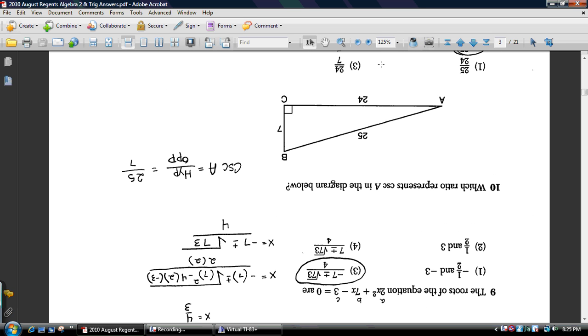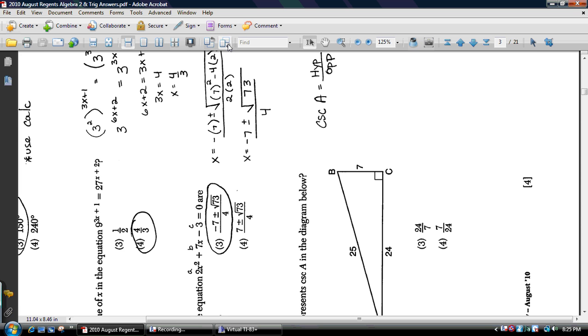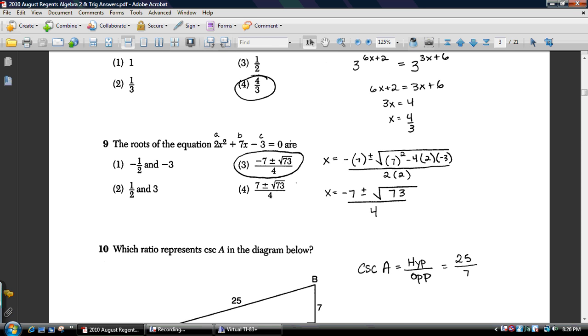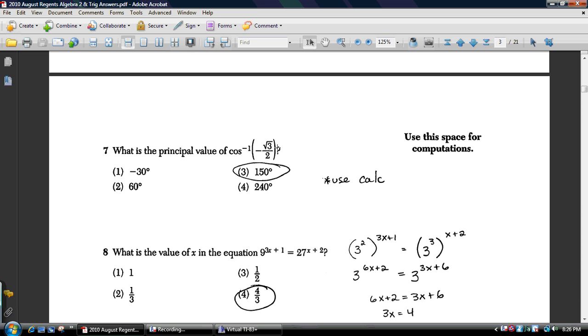This one got scanned in upside down. Let me just reverse it around. Okay, so here we go.